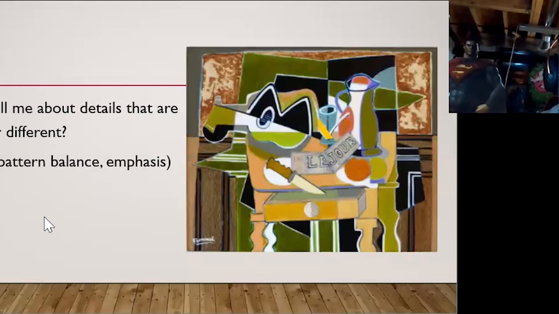Let's talk about the shapes. How are the shapes the same? Well, the shapes are pretty much geometric. Those are the shapes you see in math, like square, rectangle, triangle. And I see a lot of those shapes repeating over and over again. They're slightly different, but they're still geometric shapes.